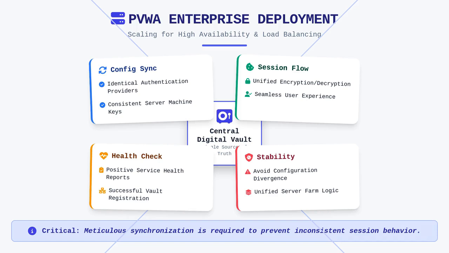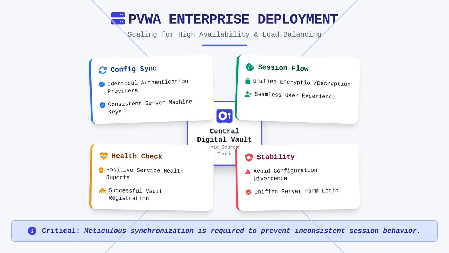As your enterprise deployment expands, you will likely need to configure multiple PVWA instances to ensure high availability and load balancing for your users. In this architecture, all instances must be aligned with the same central digital vault endpoints and configured to share the same session management parameters to ensure a seamless user experience.